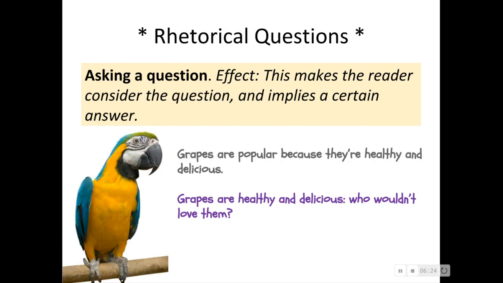Rhetorical question is when you ask a question that doesn't get an answer. And the effect of this is always to make the reader consider the question, but also to imply a certain answer. And to get full marks when you're writing about rhetorical questions, you should write about what answer is implied to that question. For instance, this purple example here, perhaps we could say that this is implying that everybody loves grapes.